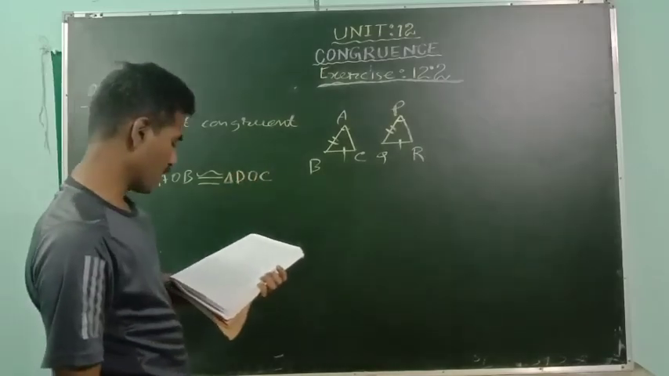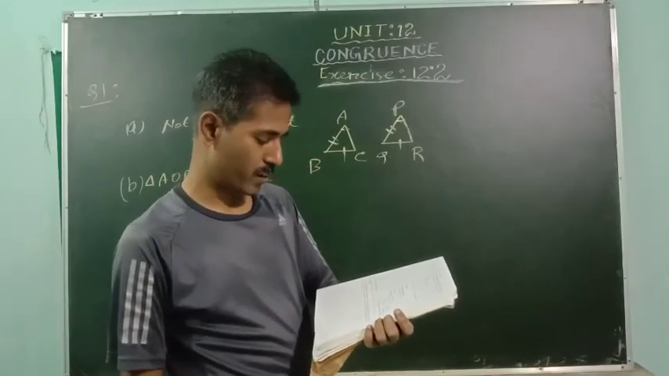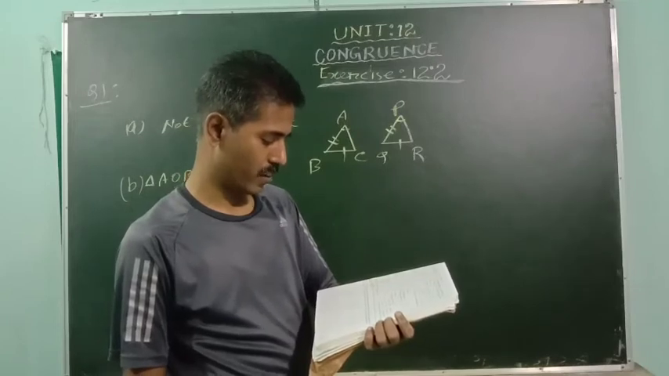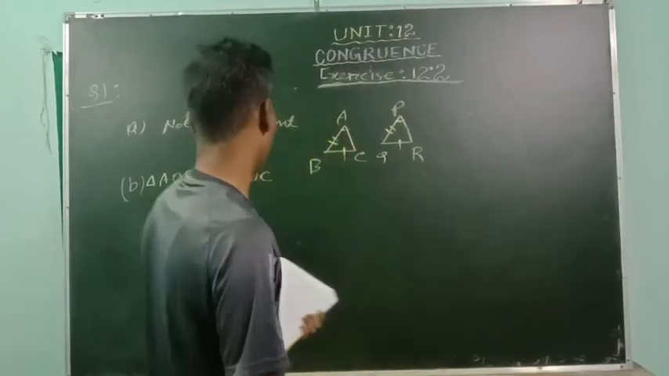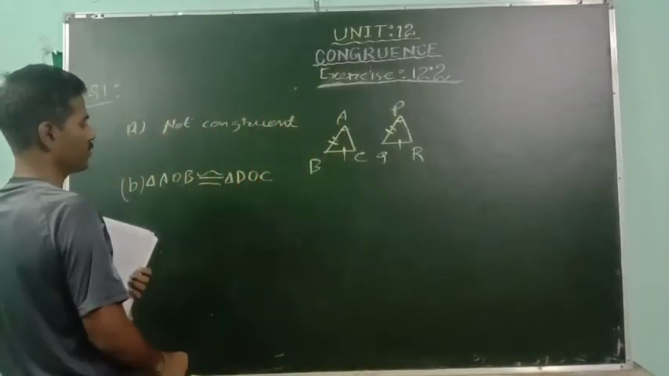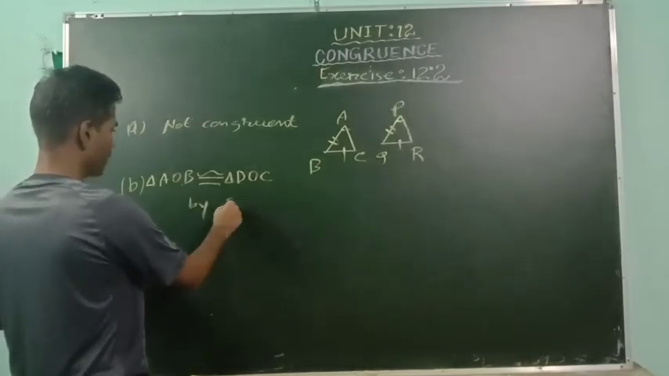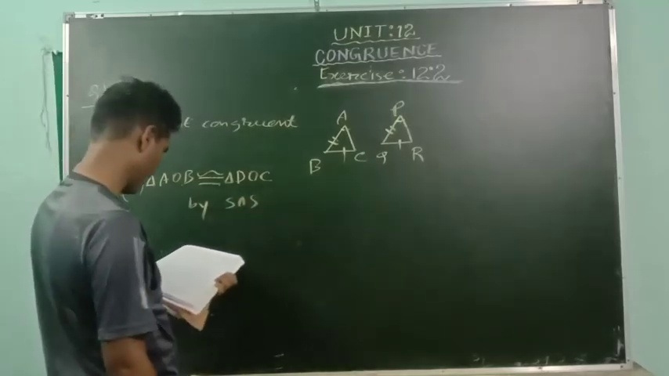The question is: check which of the following pairs of triangles are congruent. The marking indicates equal parts of the triangles. Name the congruence rule used and write the names of the congruent triangles. The congruent triangles we have written are triangle AOB and triangle DOC, by the SAS congruency rule.